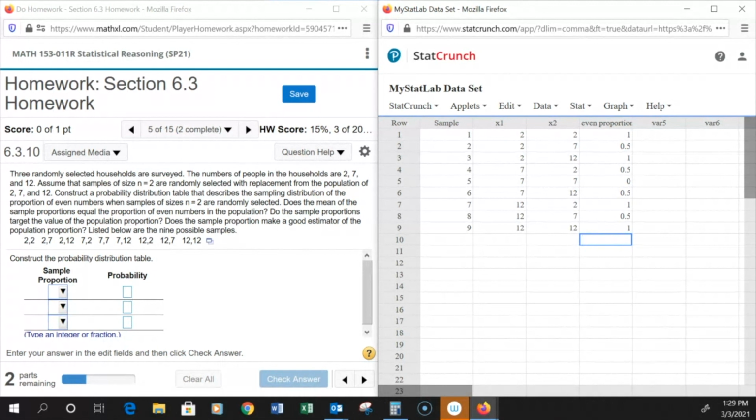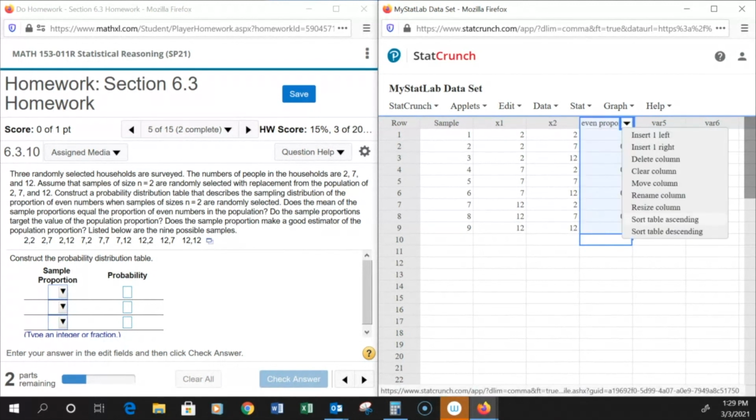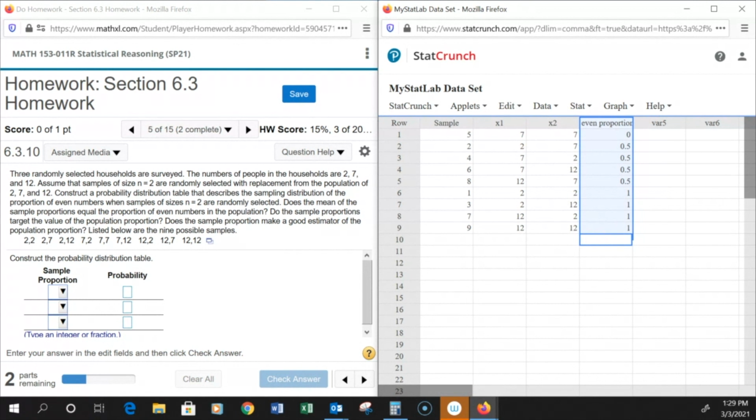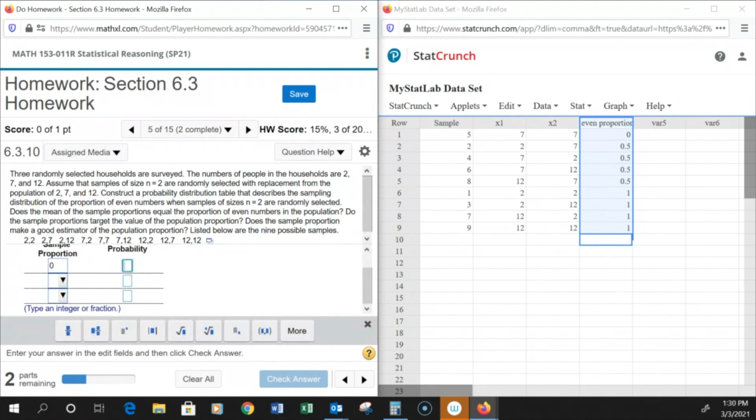And then what? It would be nice if these were ordered, because then we could count them more easily. So I will sort them ascending. And I'll say there are some that have a proportion of 0. How many of them? Well, 1 out of 9 samples. So 1 out of 9 is my fraction. And then we come to 0.5 as the next possible proportion of evens. And there are 1, 2, 3, 4 of those. So my probability is 4 out of 9. And then here they're all even, so 1. And it looks again as though there are 4 of those. So 4 out of 9.